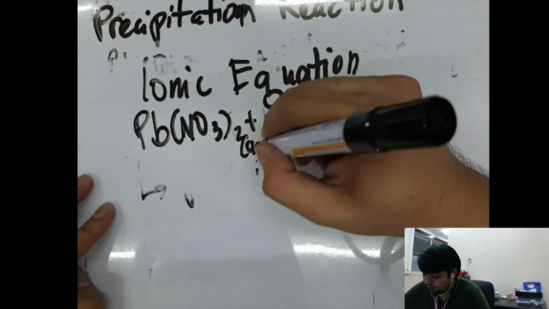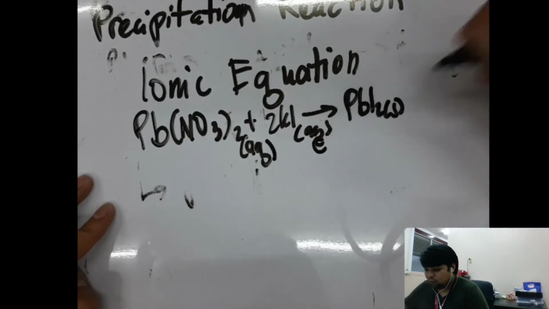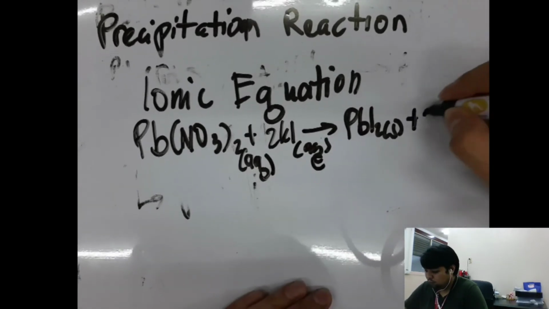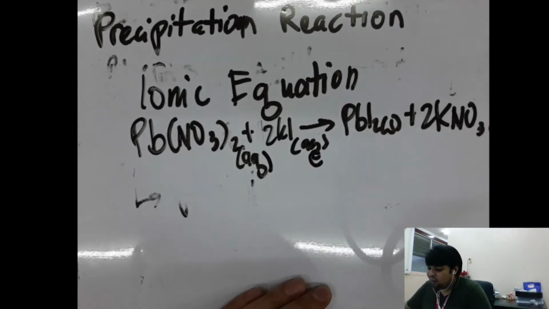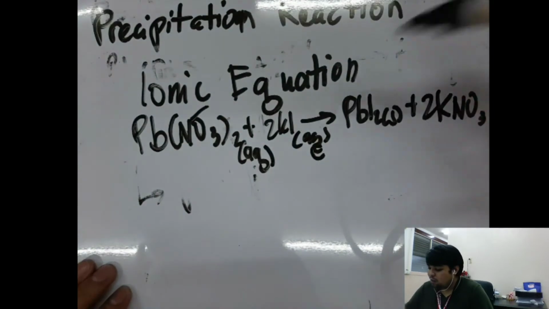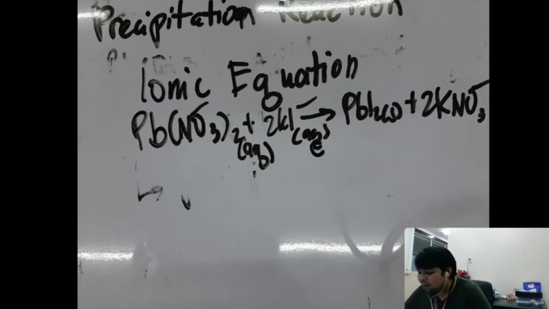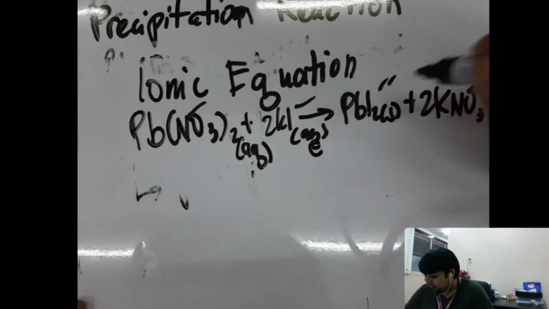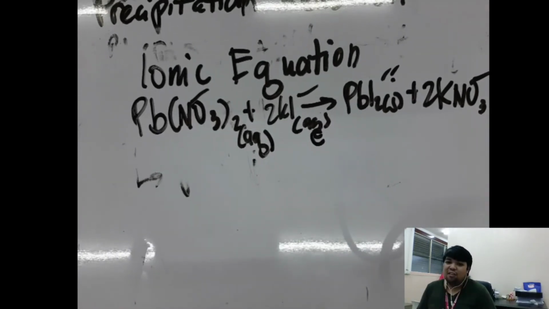Since the lead nitrate, the potassium iodide, and the potassium nitrate are all in aqueous solutions, that means they can be broken down into their respective ions. This one, we'll leave as it is because it does not dissociate into ions in solution, because it does not dissolve in the solvent at all, which is water.